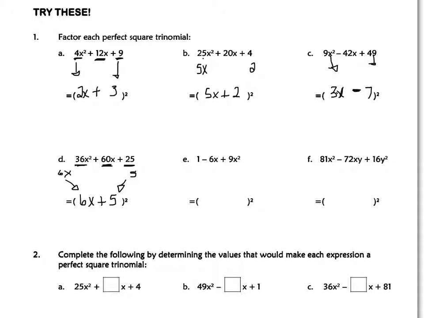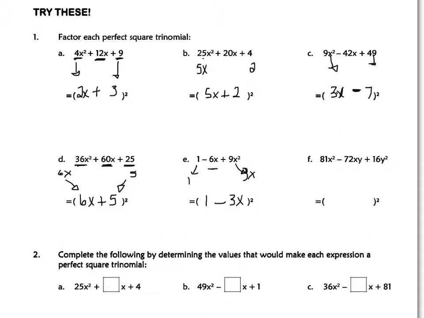This one is a perfect square because 1 times 1 is 1. And this is a perfect square because 3x times 3x is 9x squared. But this time we need to have 1 minus 3x inside because the middle term is negative. And 3x times 1 doubled is 6x.